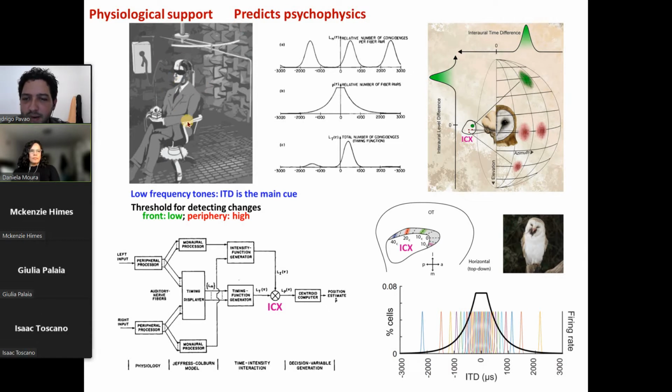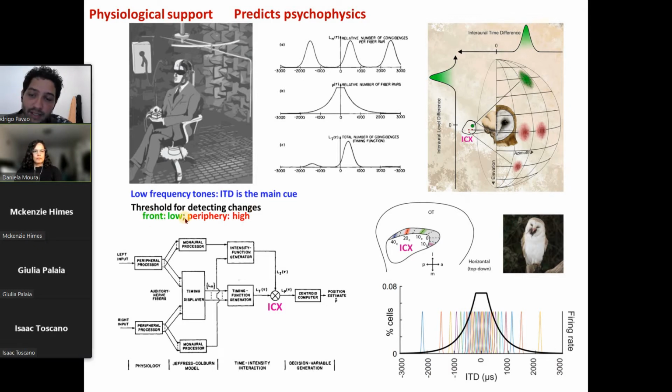sources. Here's the old school experiment from the 50s, where they put a speaker associated to a device that lets you change the angle of the speaker, right? You just hold on to this bar here and move it. You can change the position of the speaker and make a blindfolded subject say whether the change was in this direction or this direction. And you can check the thresholds for detecting these changes in the position of the speaker, right?